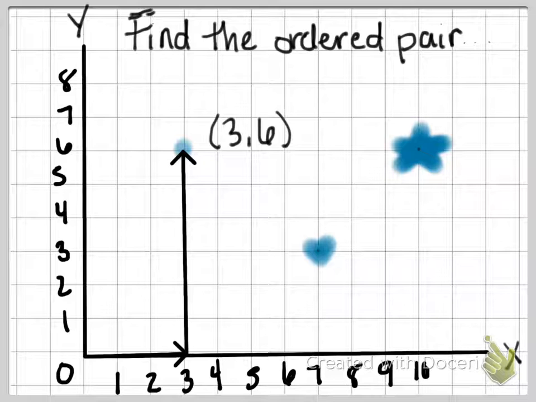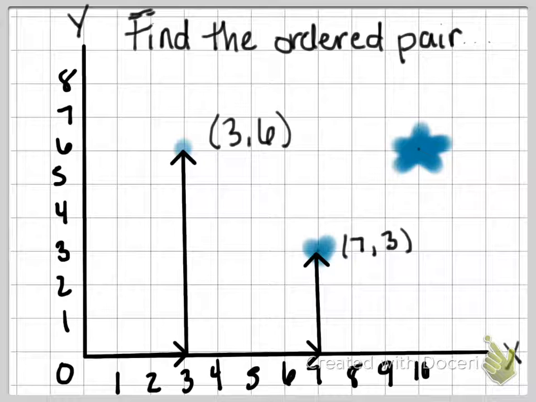To find the ordered pair for my heart, I'm going to go over 7, and I'm going to go up 3. And I'm going to land right in the middle of that heart, so my ordered pair is 7, 3. Or go over 7, go up 3. Horizontal first, and then the vertical direction.